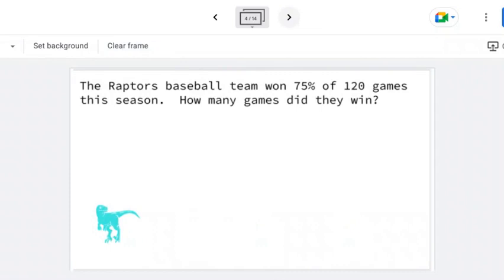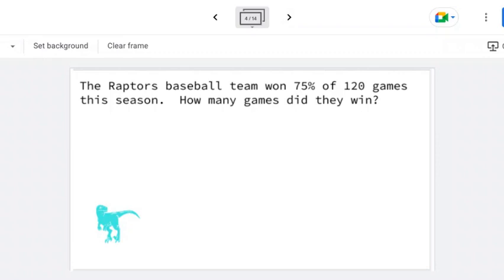Okay, so again, hopefully you guys have been to a Raptors game. If you haven't, you should go. They're pretty fun. So the Raptors baseball team won 75% of 120 games this season. How many games did they win?